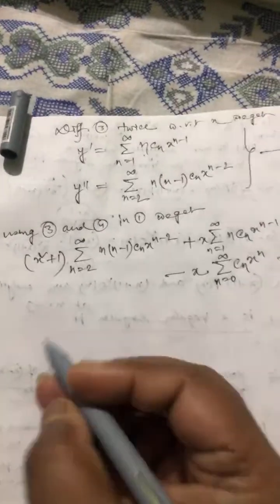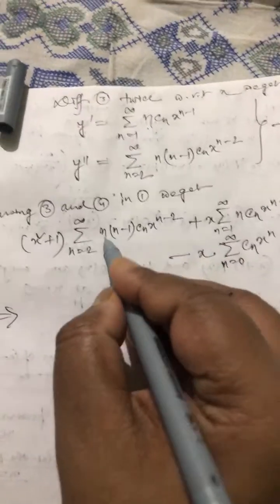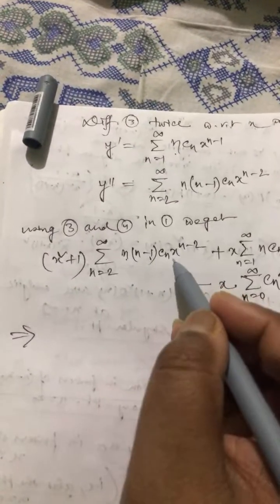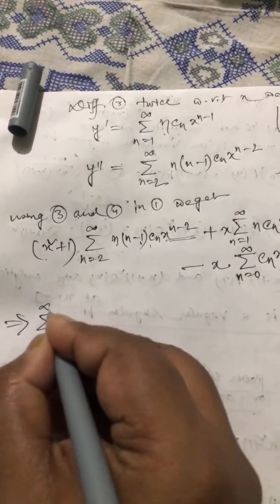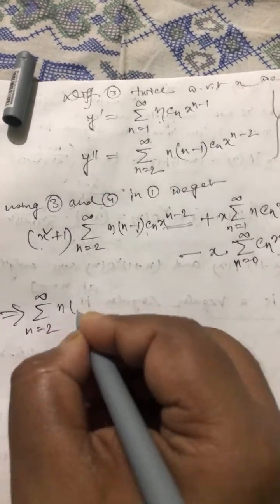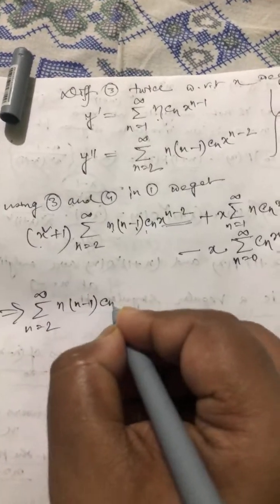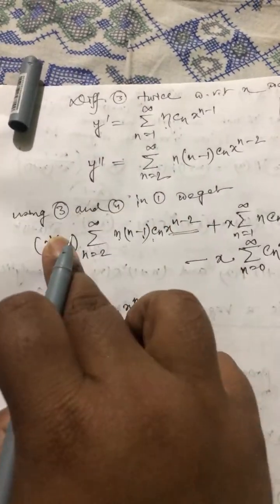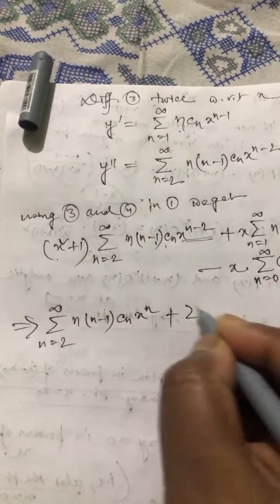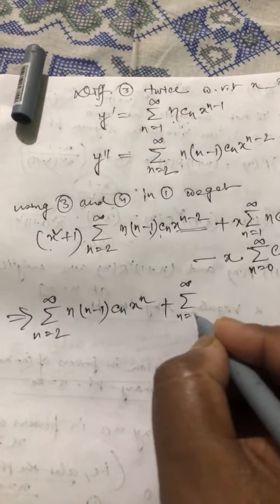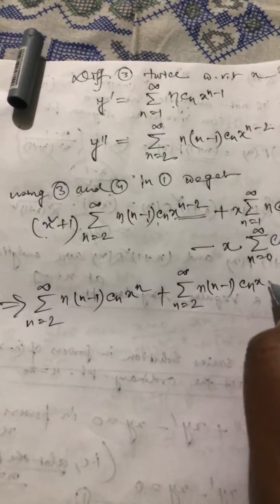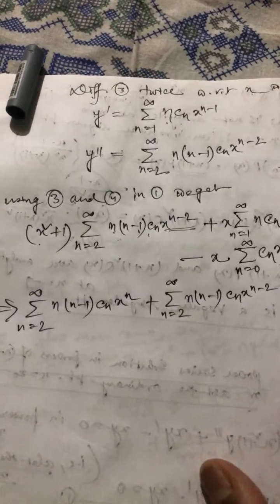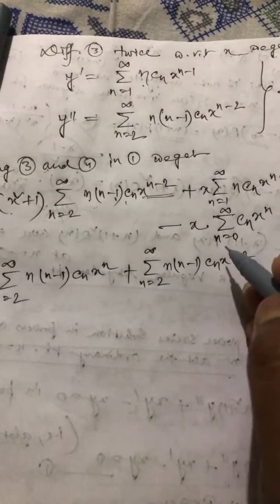Now let us simplify. n into n minus 1 cn x to the power n minus 2 into x square. First simplify in this fashion. So it will be x to the power n, then plus the sum for n equals 2 to infinity of n into n minus 1 cn x to the power n minus 2. Then what is the next part?